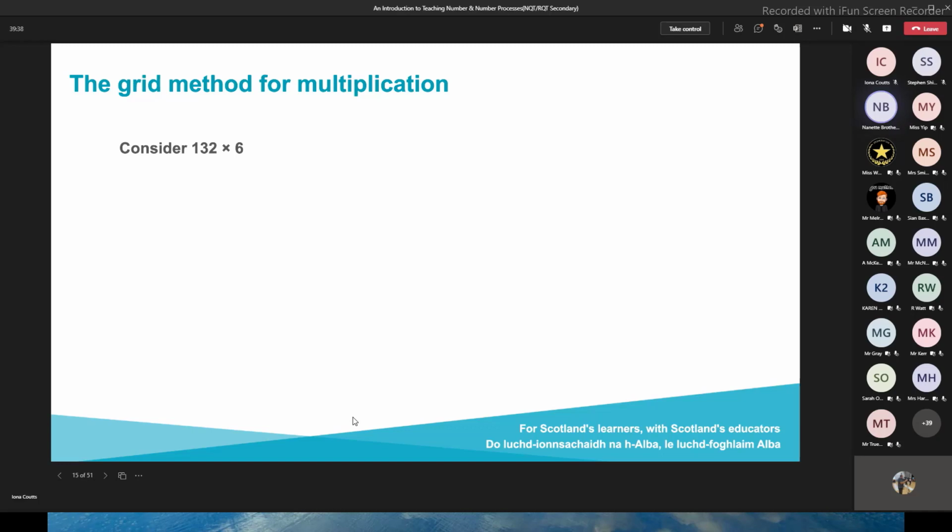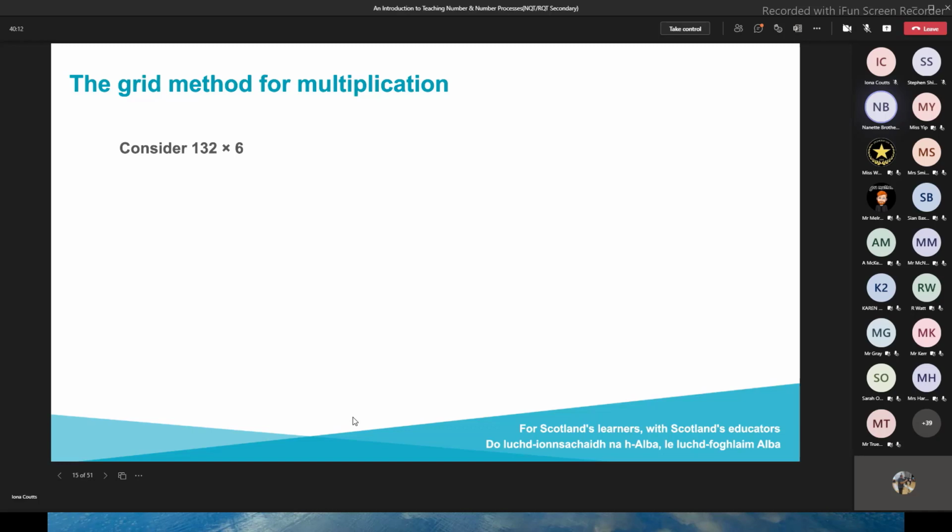We're now moving on to look at another possible method that you might want to explore. So we're starting with the grid method. You'll find that it's exemplified in the professional learning resource throughout 2nd level. But what we're going to do this afternoon is take a look at how the method could be developed to support the understanding of the distributive property and linked to algebra.